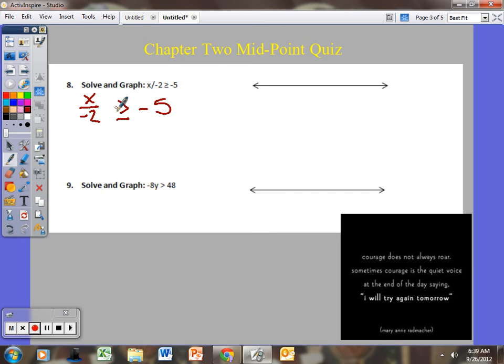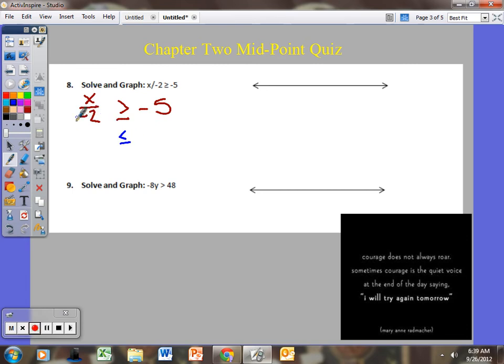Whenever I have negative integers with multiplication or division, especially in inequalities, I know I'm going to rotate this inequality symbol. So when I go to solve this, my inequality symbol will change. It's no longer x divided by -2 greater than or equal to -5. It's going to be less than or equal to.